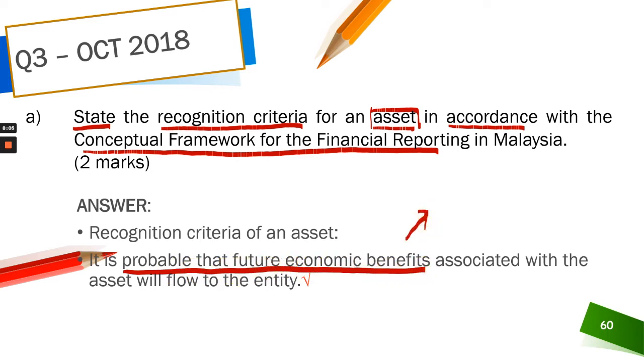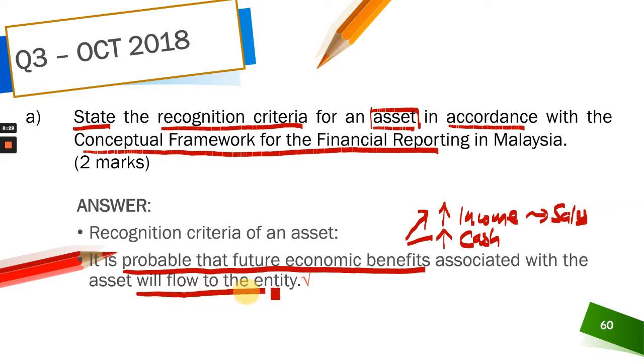Probable future economic benefits, meaning that there will be an increase in income, like maybe sales, right? Increase in income will normally also be evidenced by way of increase in cash, because if there is increase in sales, of course cash will increase if you receive the payment. Associated cash flow here refers to the increase in cash. Future economic benefits will normally be related to income, sales.